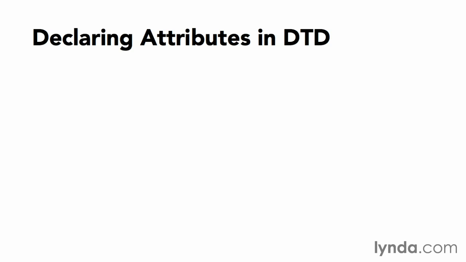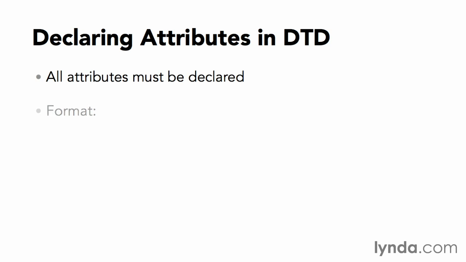Declaring attributes in a DTD is accomplished in much the same fashion as declaring elements. And all attributes that you're intending to use in a document that's going to be validated by a DTD have to be declared via an attribute list declaration. An attribute list declaration looks like this.